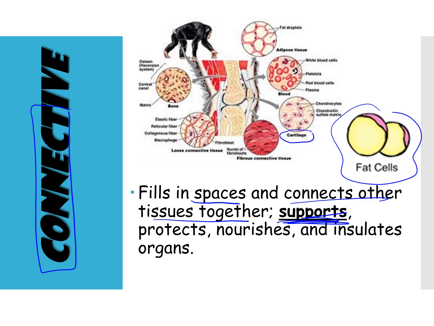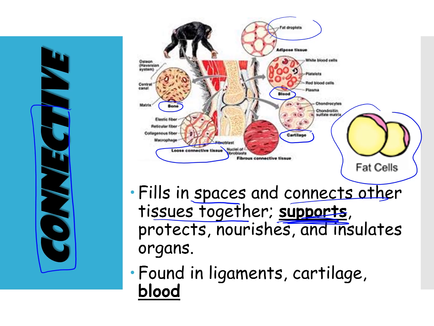Cartilage. Blood technically is a connective tissue. Fat we talked about. There's loose connective tissue, and bone is considered connective tissue. So it's found in ligaments, cartilage, blood, some of the examples we just listed.